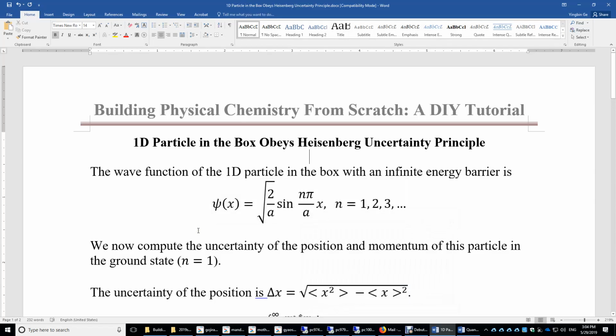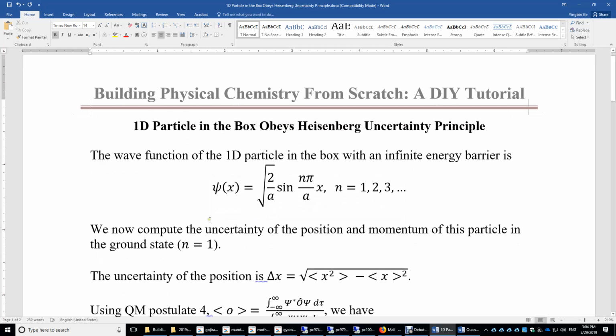In this video, I will show you that the one-dimensional particle in the box obeys the Heisenberg Uncertainty Principle. The wave function of the one-dimensional particle in the box with an infinite energy barrier is the square root of 2 over a times sine n pi x over a. The square root of 2 over a is the normalization factor.